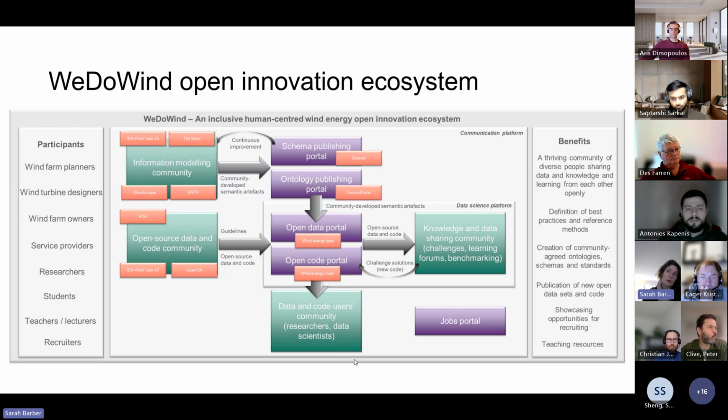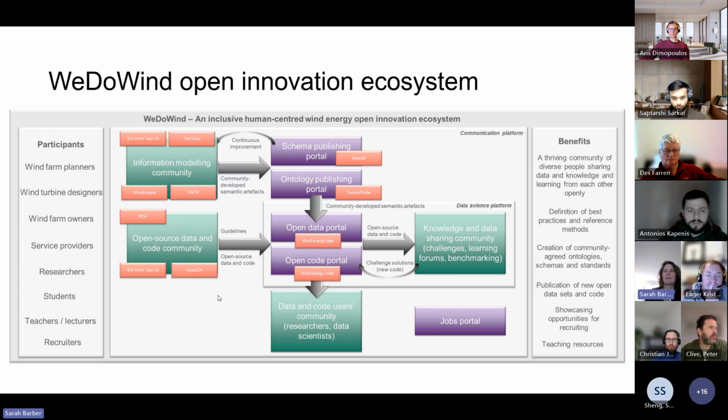The final one is the data and code users community, which is where the community we're trying to build now would come in. We have these four communities inside the platform, but we also have different portals. We have the schema and ontology publishing portal, but we want to develop an open code and open data portal. They don't exist yet. It requires quite a lot of infrastructure and platform building to have a proper wind energy central data portal, but it's something we're working on. We also want a jobs portal, because people will take part in this community to find jobs or find people for jobs.